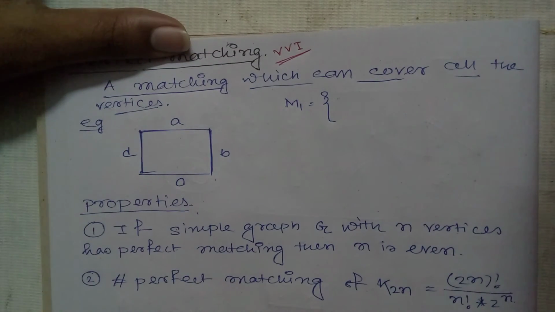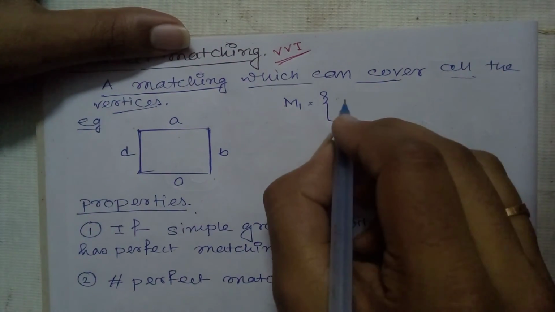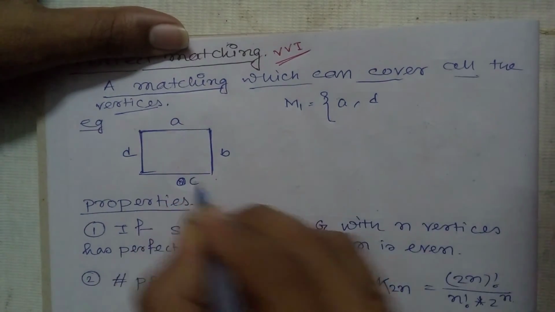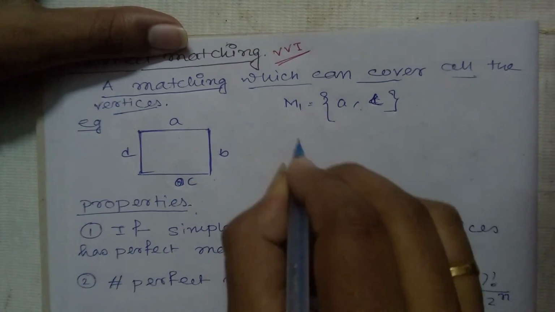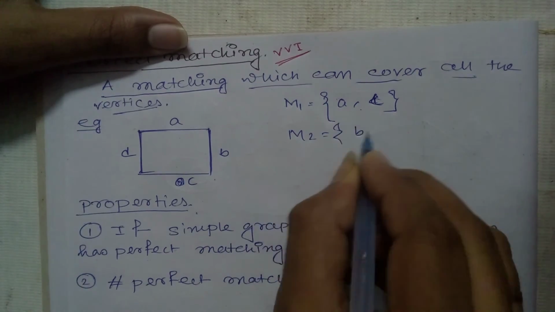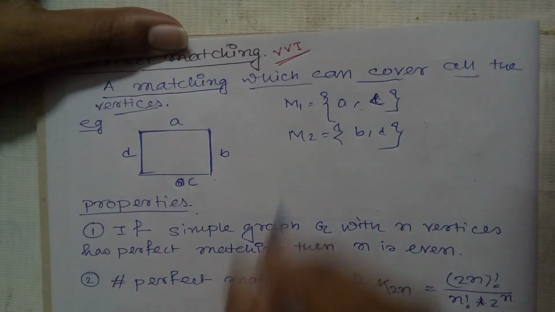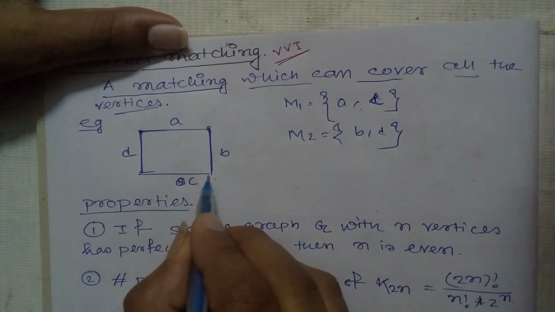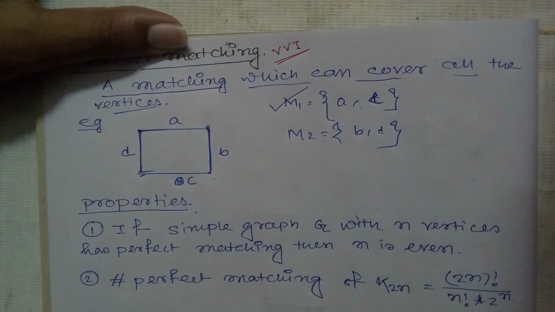Okay, that means the set of non-adjacent edges, like AC, or we can take BD. So using AC we can say A covers these two vertices, C covers these two vertices, so we can say this is a perfect matching.